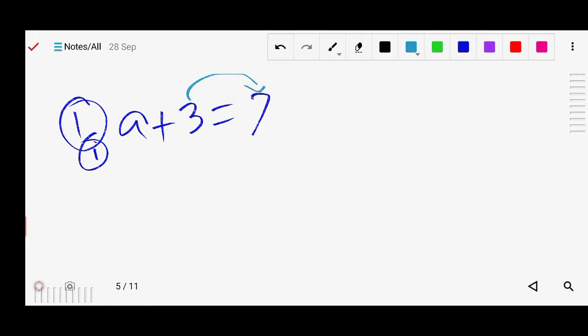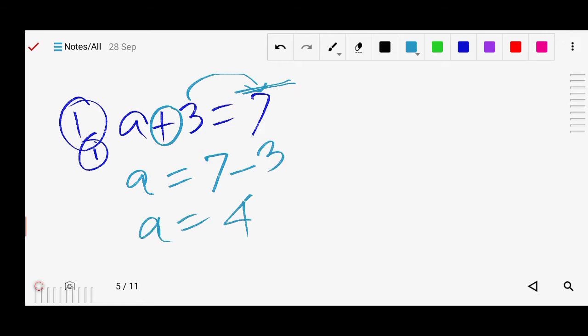So 3 is the constant, so I will move it to this side, means the right hand side. I can write 7, and here is the plus sign, so when it goes to the other side it will be minus 3. So a equals 7 minus 3, which is 4. So the value of a is 4. Okay, we already solved the same type of question in exercise 15a.